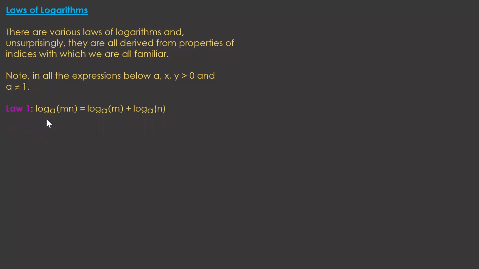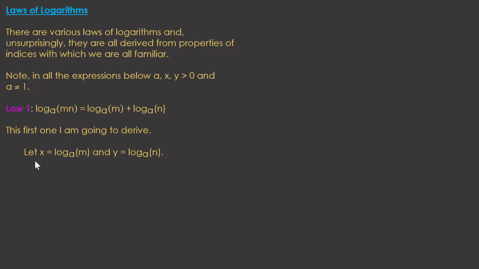Law 1 says, note that we're working to the same base all the way through, base a, that log of m times n is equal to log of m plus log of n. And you'll be expected to apply this in both directions. In other words, take an expression like this and change it into this one, or take an expression like this and separate it. This first one, I'm actually going to derive. You probably won't be asked to do this.